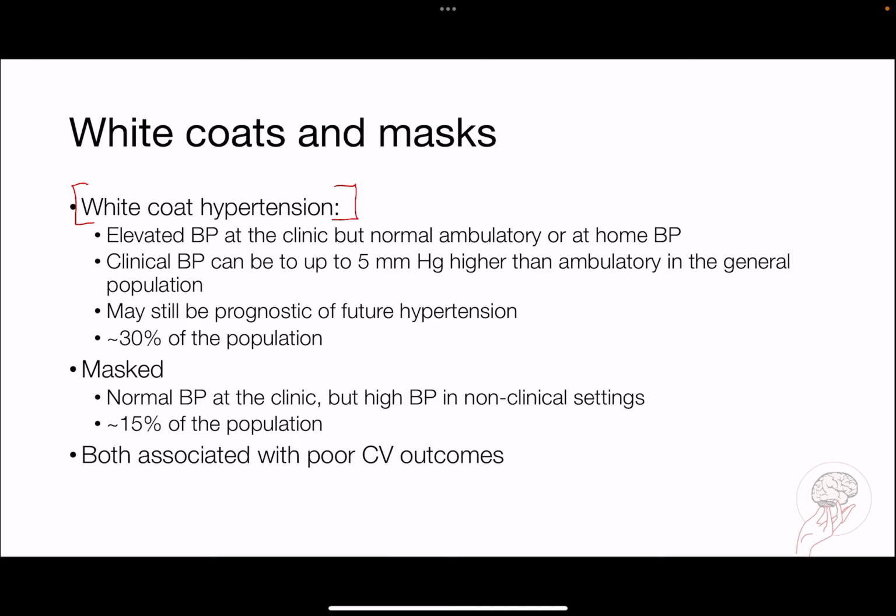On the other hand, masked hypertension is the opposite. The blood pressure looks normal at the clinic, but is high in non-clinical settings. This happens in about 15% of the population. And what's important is that both of these are associated with poor cardiovascular outcomes. So hypertension that is white coat, so it's only elevated at the office, or that is masked, which is normal at the office but high elsewhere, both are associated with cardiovascular disease outcomes.